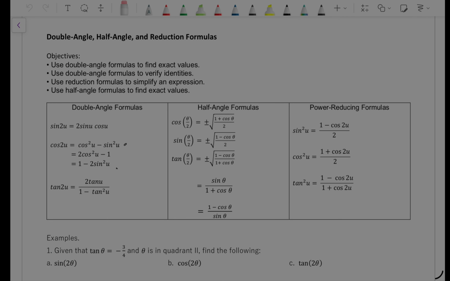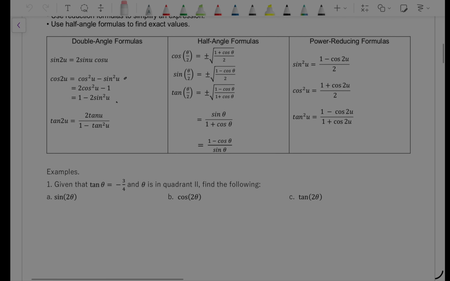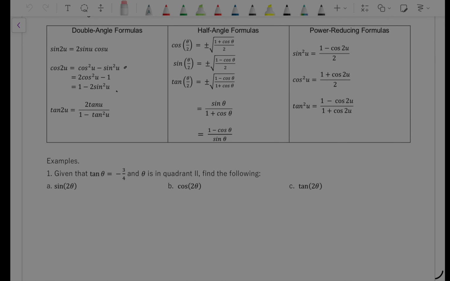Double angle, half angle, and reduction, which is power reducing formulas. All right, first things first, here are the doubles, the halves, and the power reducing formulas. If you are a student of mine, you will have these on your formula sheet. If you're not a student of mine, ask your instructor if you'll be given these.